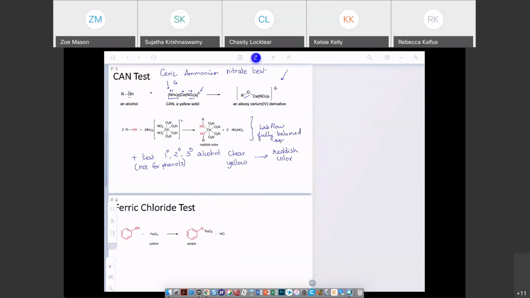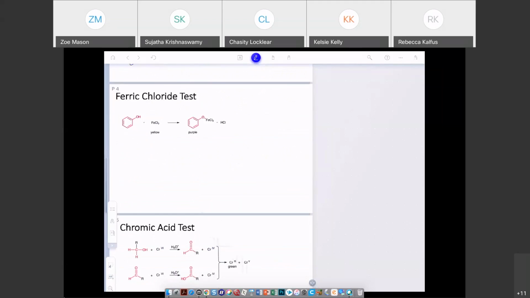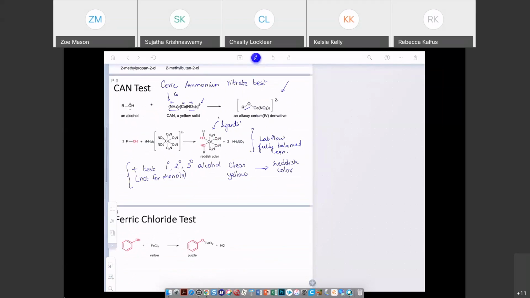So that's the chemistry behind it. You form a different complex. The nitrates are substituted by the alcohols, and these kinds of groups are referred to as ligands. So that's transition metal chemistry. I don't know how much of that you studied in Gen Chem. And once the ligands change, the colors change typically. So the clear yellow becomes reddish. It's a positive test for all types of alcohols. Now, any questions there? Please let me know.